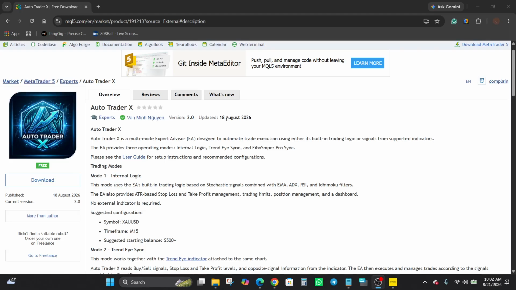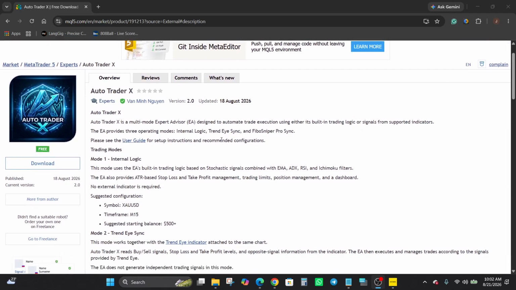All right, so moving down into the description, the listing explains that AutoTrader X is a multi-mode expert advisor designed to automate trade execution either through its own internal logic or by syncing with supported external indicators. The developer outlines three distinct operating modes right at the start. So let us break down how those work.